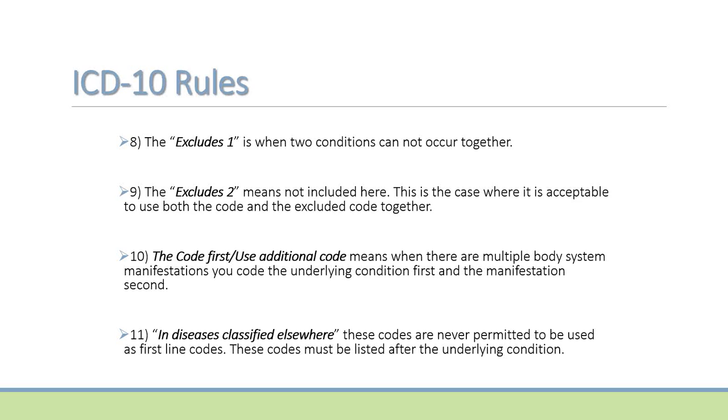Where it gets a little confusing is excludes 2, because you would think excludes automatically means, after I just said excludes 1, you can't code them together. Excludes 2 means there is a possibility that both codes could be used together, that both conditions could occur simultaneously. All right, so I'll give you an example. We'll show that in just a little bit here. So you'll see a lot of these rules pop up.